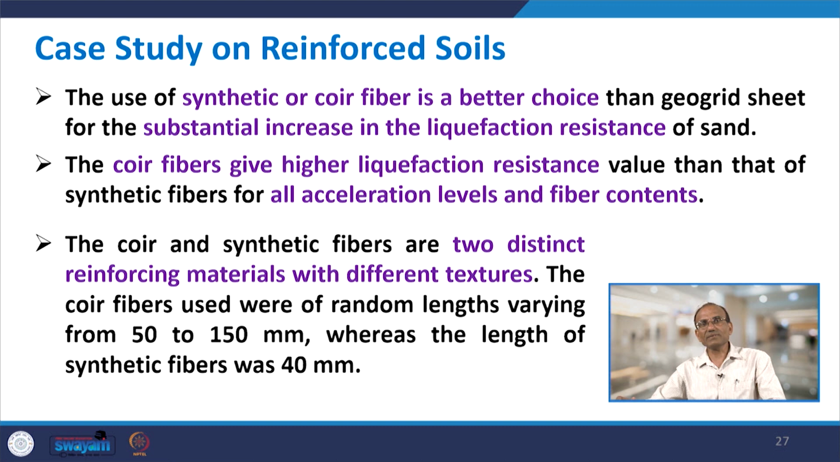The coir and synthetic fibers are 2 distinct reinforcing materials with different textures. The coir fibers used were of random lengths varying from 50 to 150 mm. So, the length of the coir fiber was not constant, whereas the length of the synthetic fiber was almost constant, with an average length of 40 mm. Because the length of the coir fiber was varying, that also helped, rather than a uniform length. It was better at increasing the liquefaction resistance.